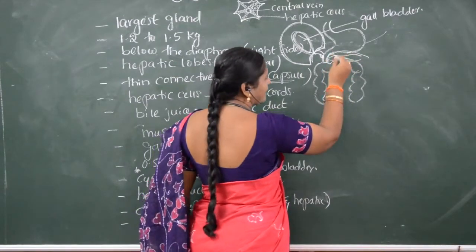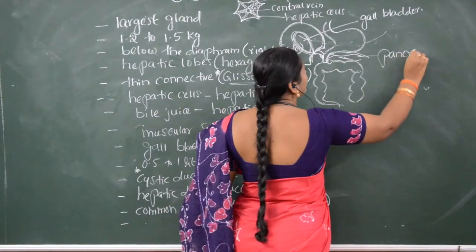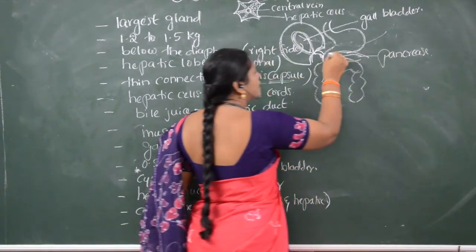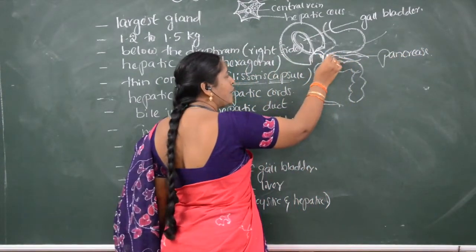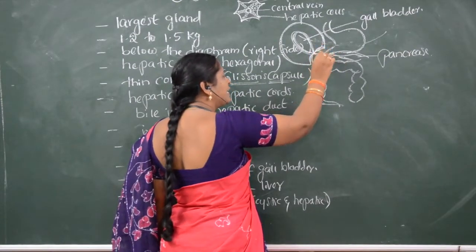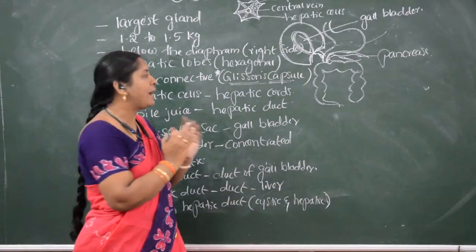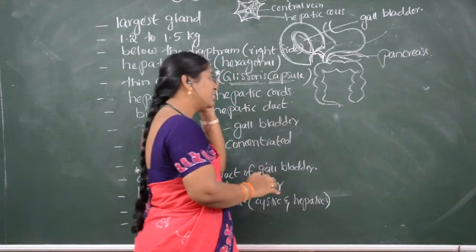From the pancreas, the pancreatic duct arises. The pancreatic duct unites with the common hepatic duct, and combined they form the hepatopancreatic duct. What is that duct called, children?